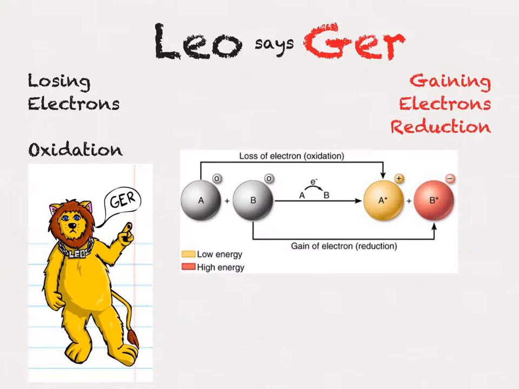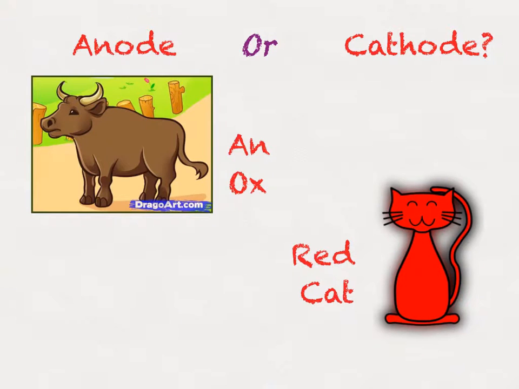Another mnemonic for identifying which way the electrons are moving is LEO says GER. Losing electrons is oxidation and gaining electrons is reduction. When we get into cells, you will definitely have to identify an anode and a cathode. The way that you can remember which one is the anode is that the anode is at the oxidation, so they both have vowels, and the cathode is at the reduction, and they don't have vowels. You can also do it as An Ox and Red Cat, whichever works. Red Cat, reduction cathode, An Ox, anode, oxidation.